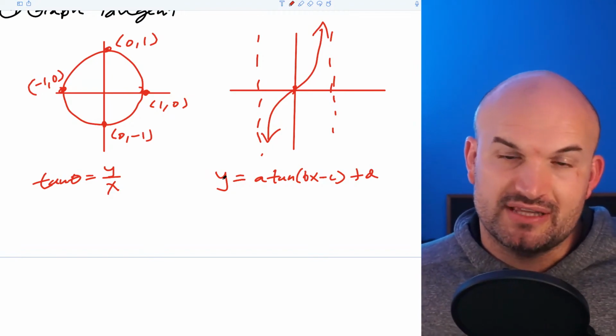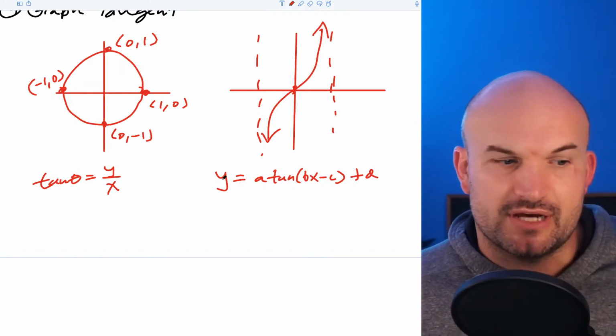C is going to be your horizontal shift, left and right. And then D is going to be your vertical shift, up or down. And there you go.